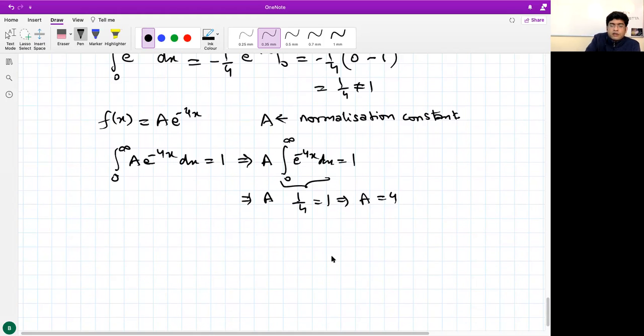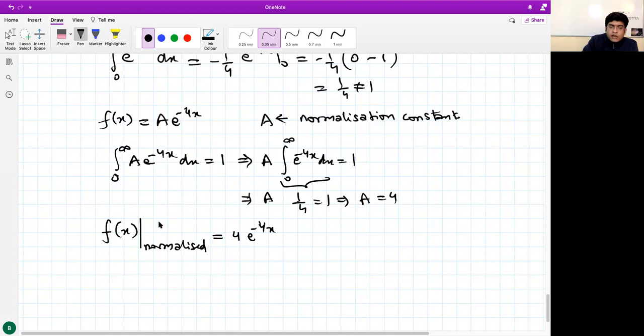So finally, the normalized distribution function, we can write like this: f(x) normalized is equal to 4 into e to the power minus 4x. So this is the normalized function. Now, after this function follows the normalization condition, then only we can calculate any other statistical quantity using this function, using this distribution function or probability density function.